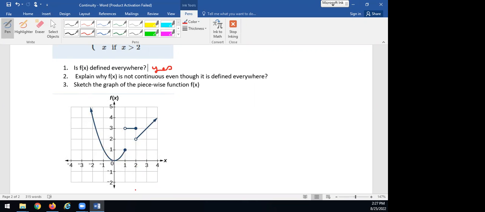All right. So let us do number 2. You're going to explain to me why f of x is not continuous, even though it is defined everywhere. Because there's breaks. Very good. Because we have holes in the graph when x is 1 and when x is 2. Very good. Because you have a break in the graph, so it's not continuous everywhere. So this is because of holes or breaks in the graph.